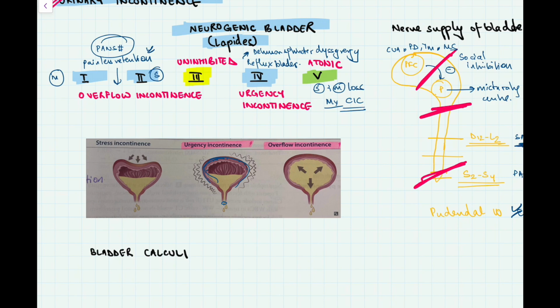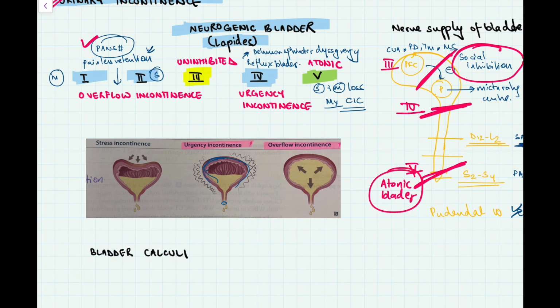Type 1 and 2 is due to damage of the parasympathetic nervous system. Type 3 is due to damage of any pathway conducting between the prefrontal cortex and the pons. Type 4 is due to the damage between pons and the spinal cord. And type 5 is the damage of the sacral spinal cord. Right, type 3 is the uninhibited bladder and type 5 is the atonic bladder.